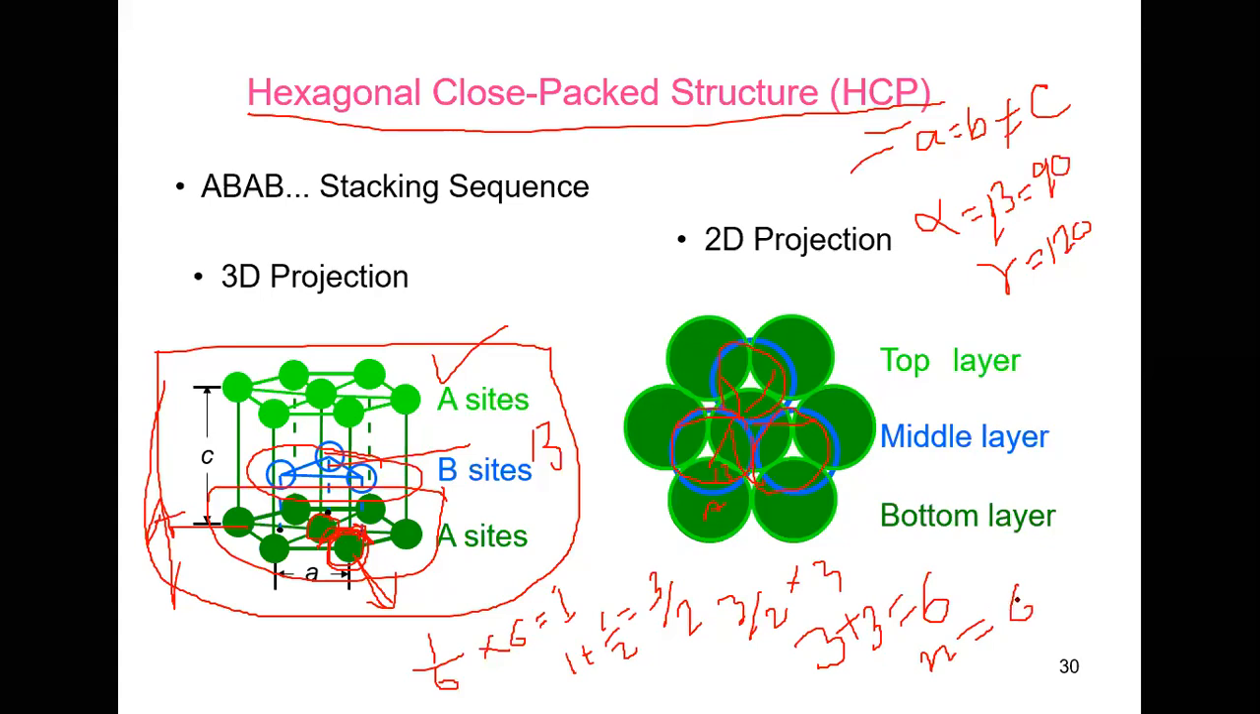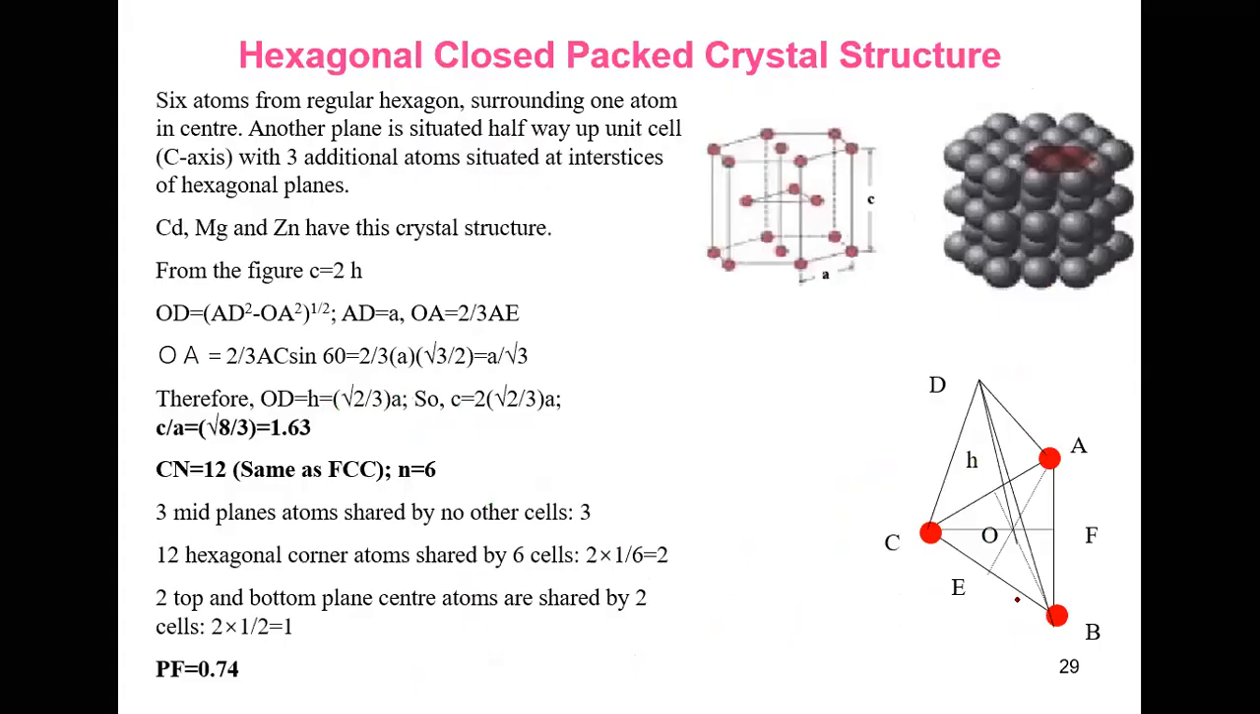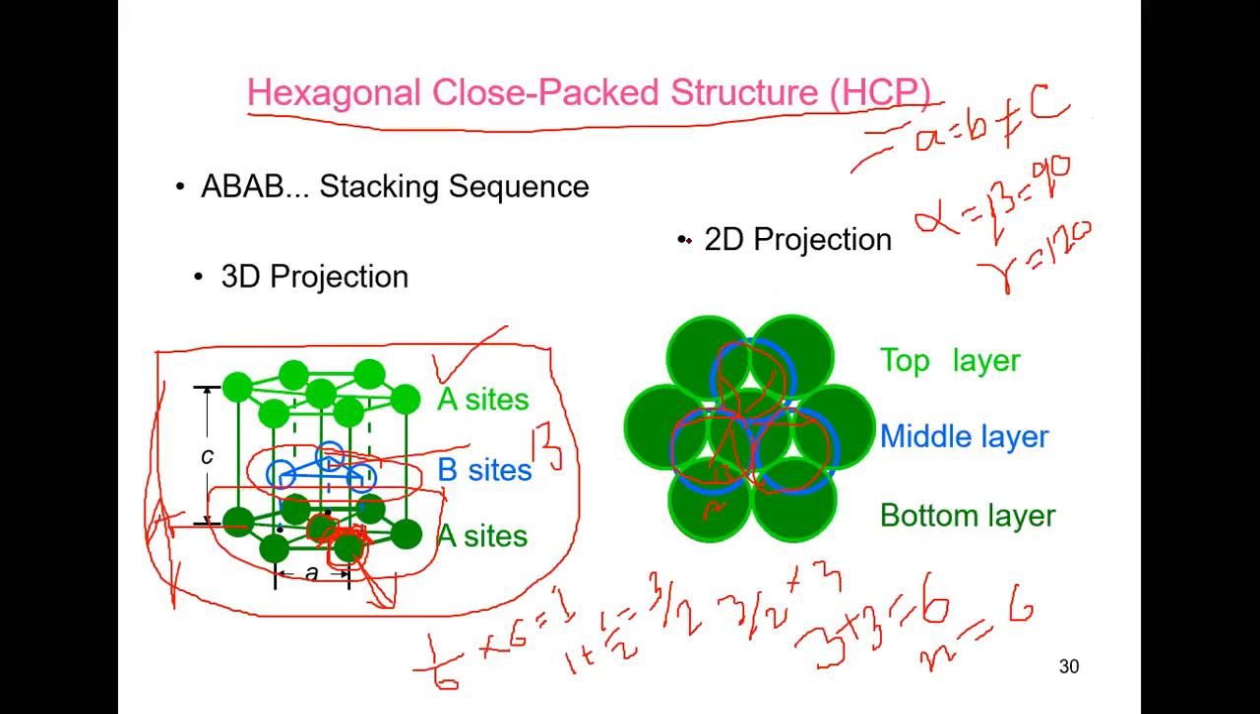Now, examples of the hexagonal close-packed crystal structure are materials like cadmium, magnesium, and zinc. In the exam, we might ask you to give some examples of the hexagonal unit cell. In the hexagonal crystal structure, if you want to calculate the packing factor, you need to calculate the volume. To calculate the volume, you need to express C in terms of A. If you can express C in terms of A, then things become easier.